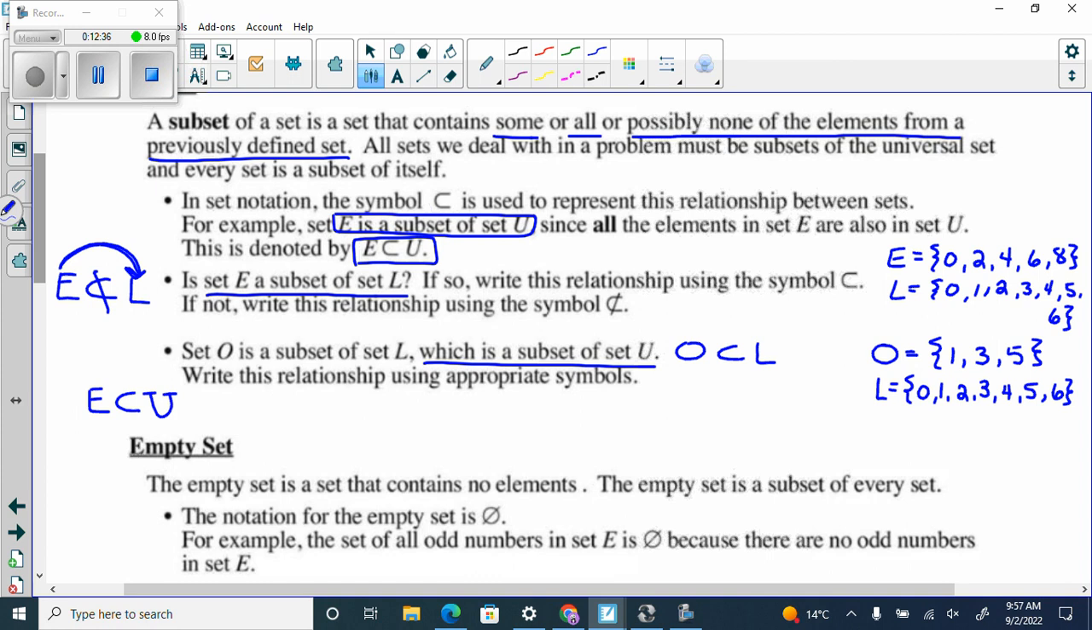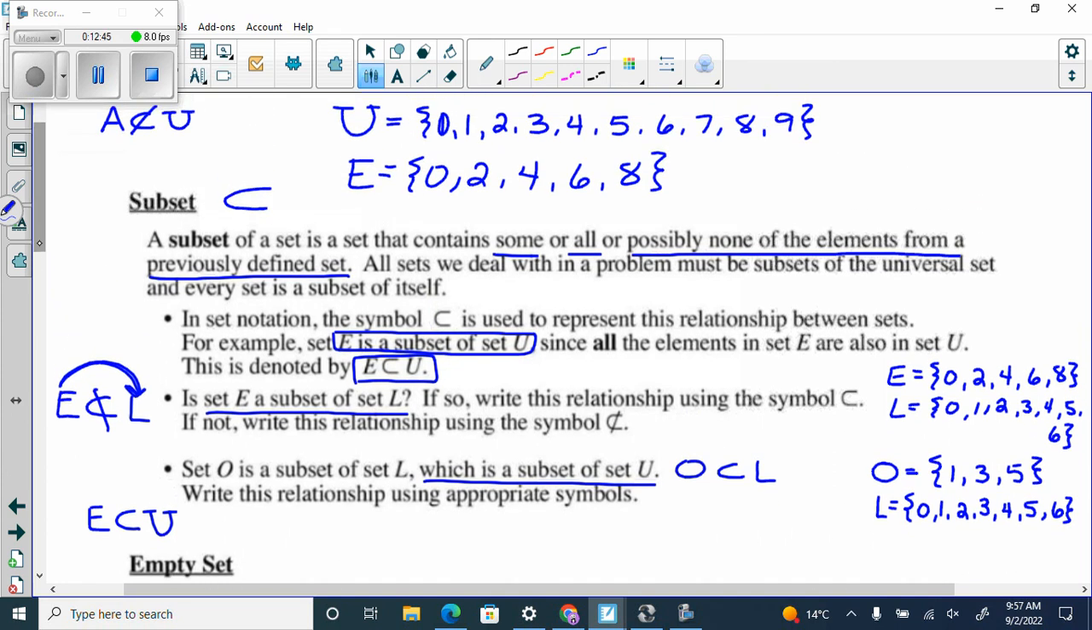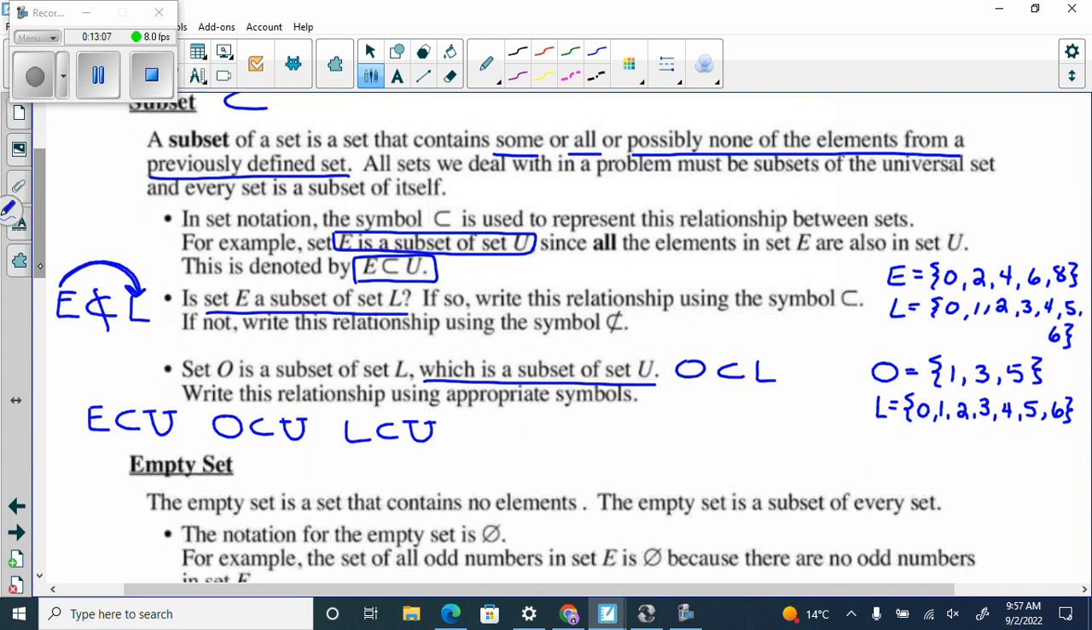What about O? Is O a subset of the universal set? Because O has 1, 3, 5. The universal set has 1, 3, 5. So O is a subset of the universal set. What about L? Is everything in L in the universal set? 0, 1, 2, 3, 4, 5, 6. Yeah? L is a subset of the universal set. Guess what else is a subset of the universal set?